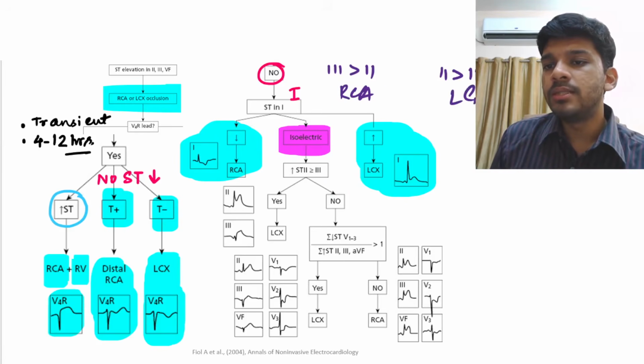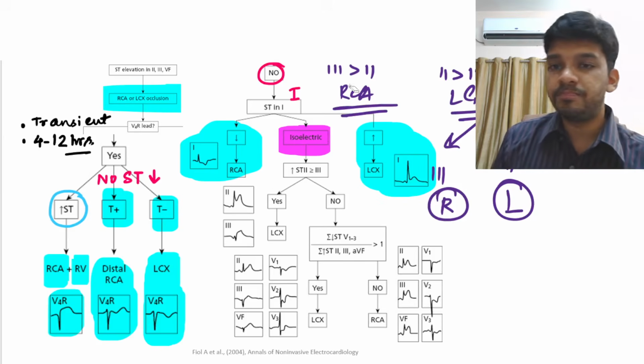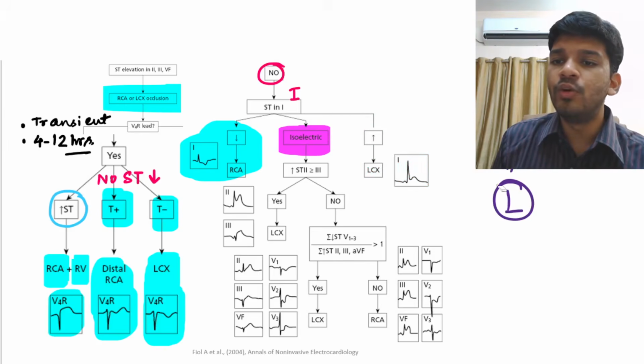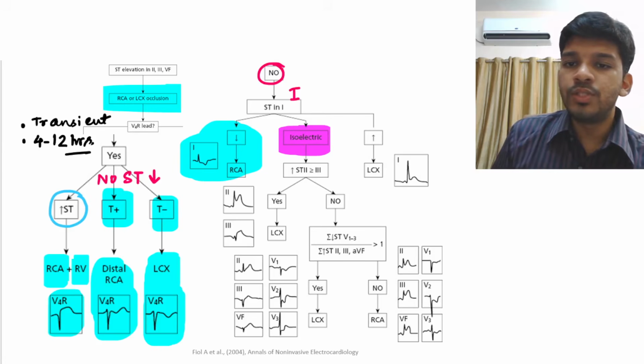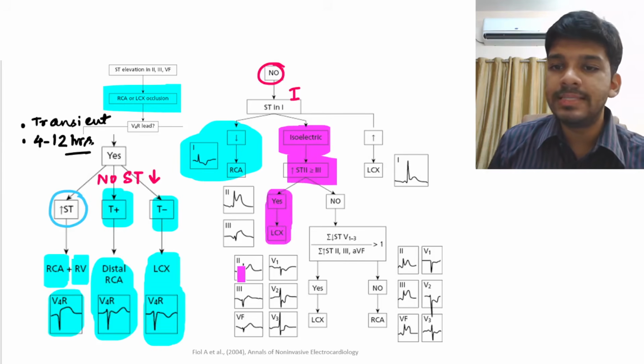Why? Because this here is lead 2, this here is lead 3. Lead 2 is towards the left, lead 3 is towards the right. So if 3 more than 2, it is the right coronary. If 2 more than 3, it is the left circumflex. So just a further simplification of the same criteria, if ST elevation in 2 is more than 3, you straightforward call it LCX.